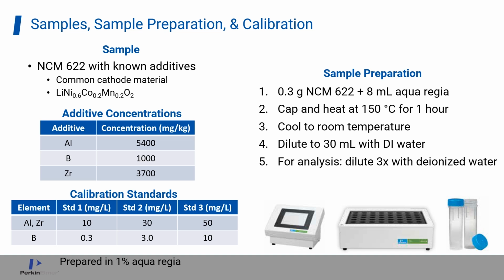When we perform the quantitative measurements, we want to calibrate, and we have calibrations at 2 different levels. Aluminum and zirconium are calibrated at 10, 30, and 50 milligrams per liter, while boron is 0.3, 3, and 10 milligrams per liter. For the utmost accuracy, we want to calibrate right around the expected concentrations. This will always provide more accurate results than using just a general calibration. Again, the concentration added is critical, so we want to make sure we get accurate results.